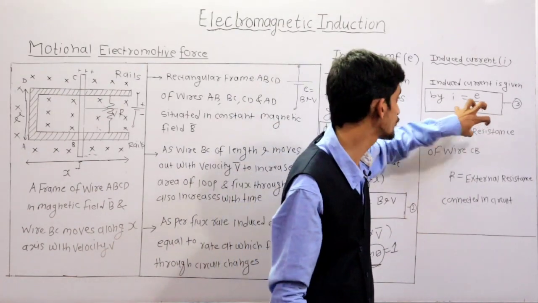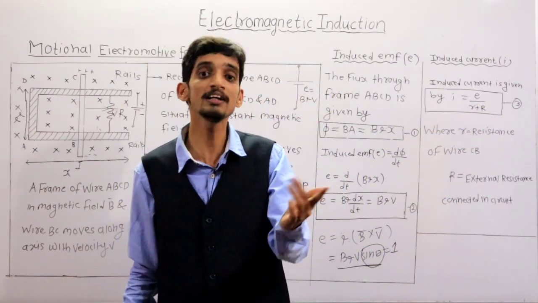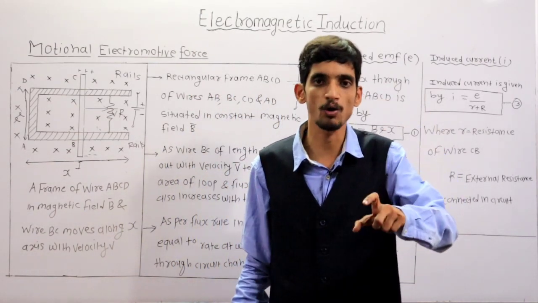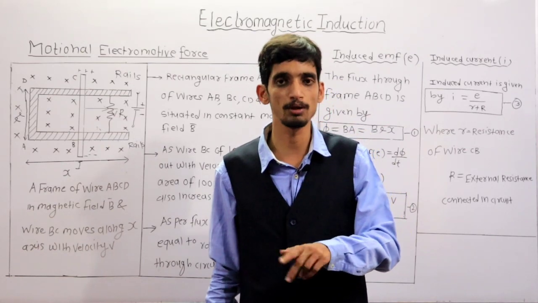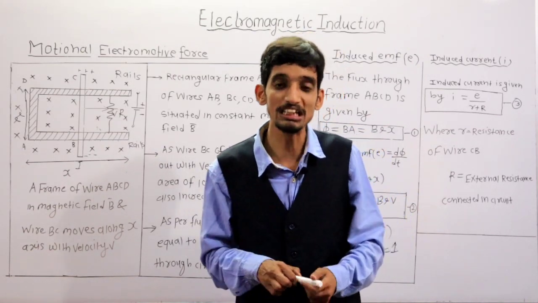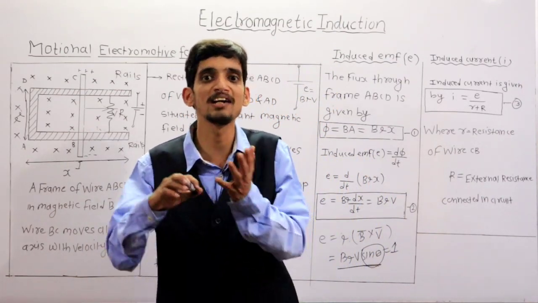So this is the expression for induced current. Induced EMF is BLV, induced current is E upon r plus R, where small r is the resistance of the rod or conductor if it is given in the problem, and capital R is the external resistance. Clear? So in this way we are now discussing the electrical effects of magnetism.